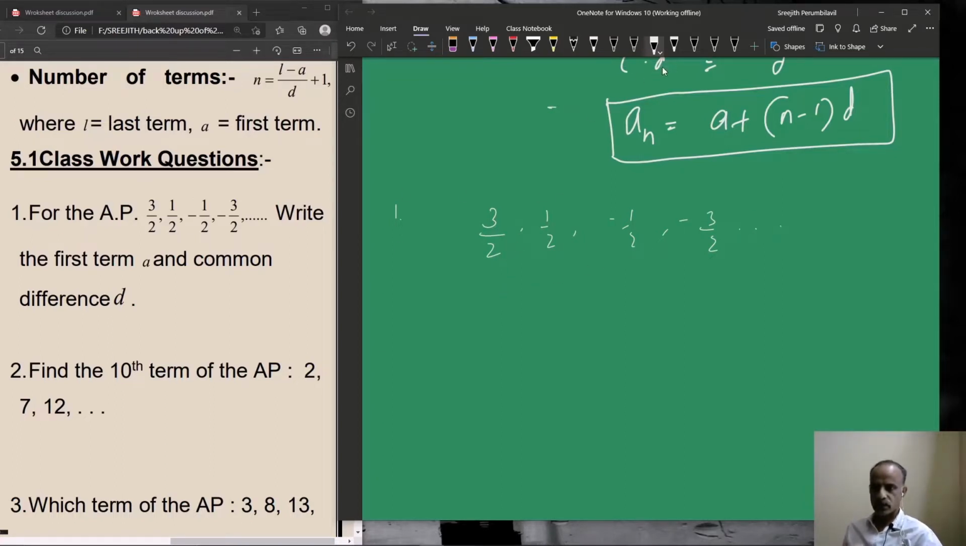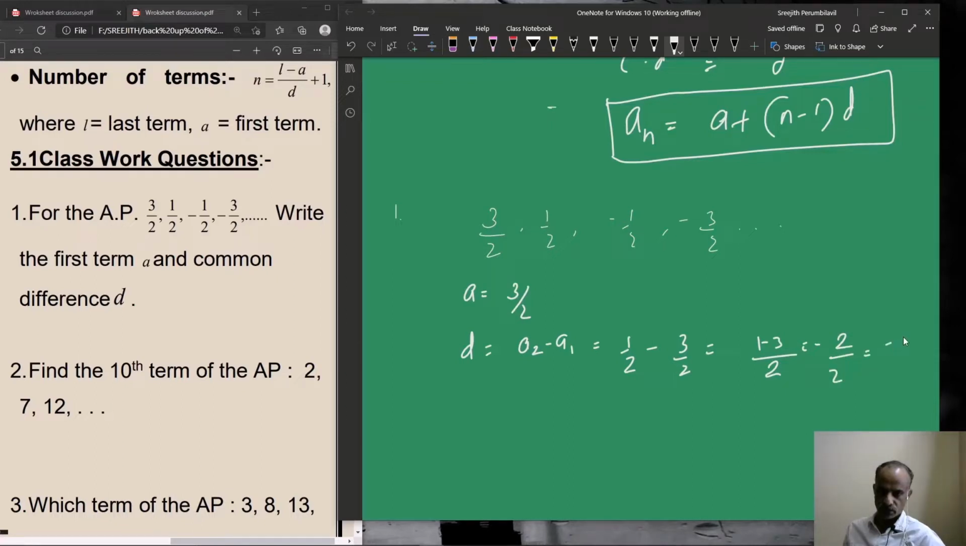Okay. So, what is the first term? First term A is equal to 3/2. How do you find the common difference? Common difference is equal to the second term minus the preceding term, or the third term minus the second term. That is equal to 1/2 minus 3/2, that is (1 minus 3) divided by 2, which is equal to -2/2, that is equal to -1.